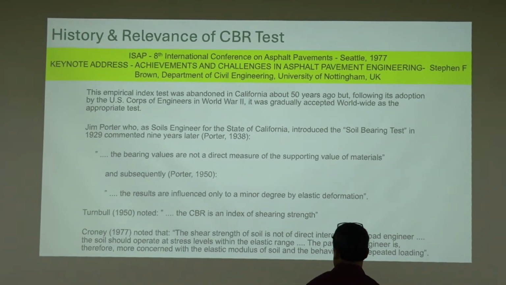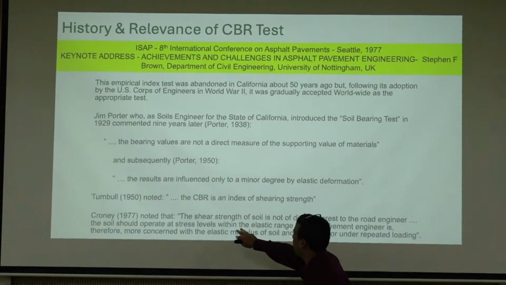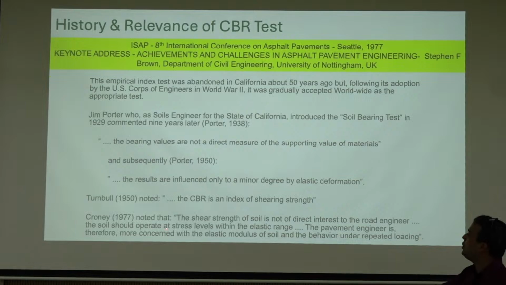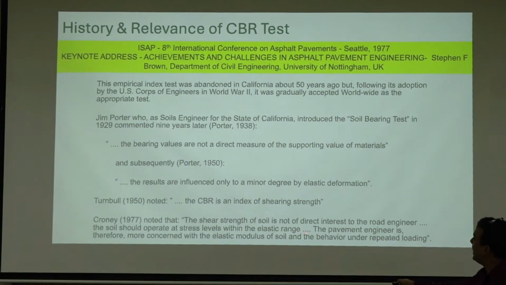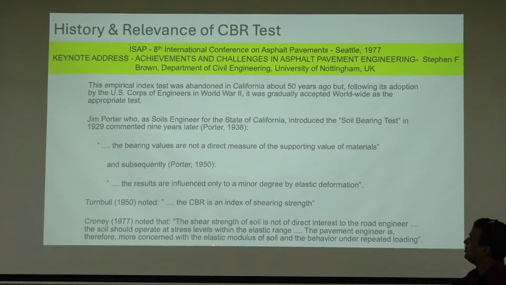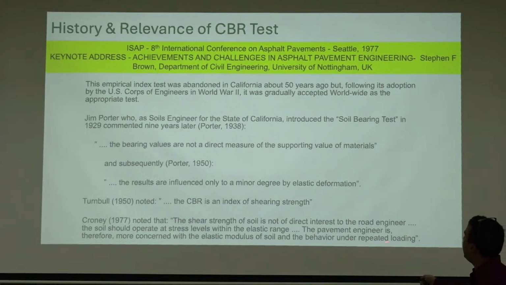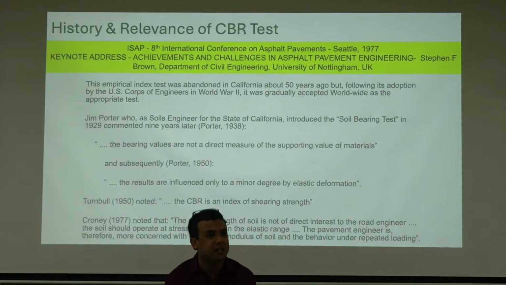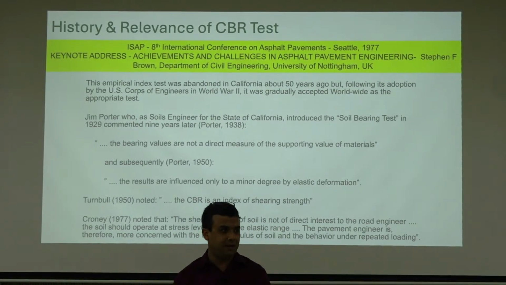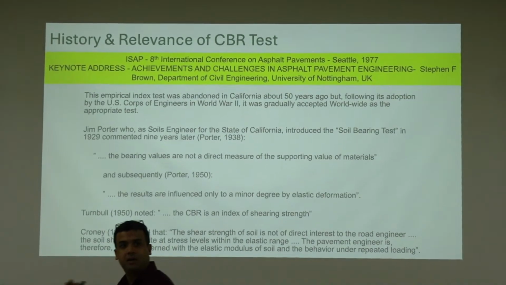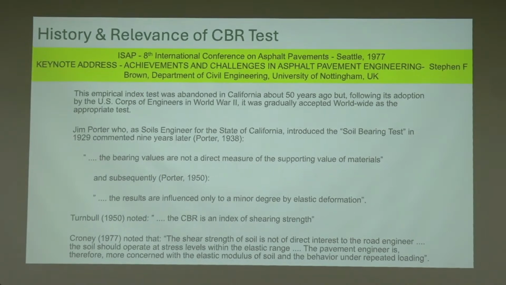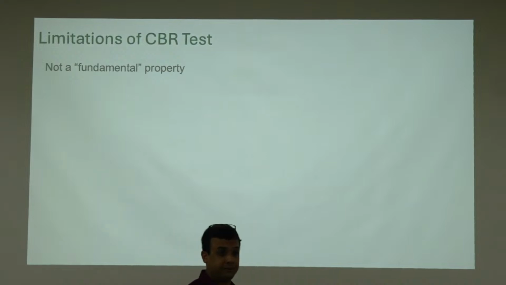So the point is CBR, and then in Croney 1977, the shear strength of a soil is not of direct interest to the road engineer. The soil should operate at stress levels within the elastic range. The pavement engineer is therefore more concerned with the elastic modulus of the soil and the behavior under repeated loading, not under monotonic punching kind of loading, right? That's not how you're going to predict modulus, but it is an index test. It does give you some information. It's not a fundamental property.